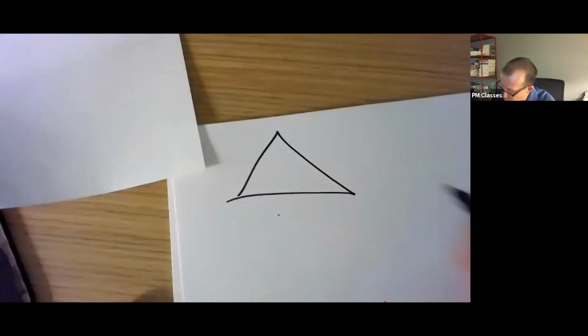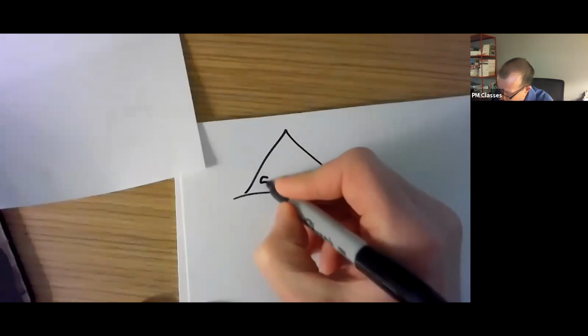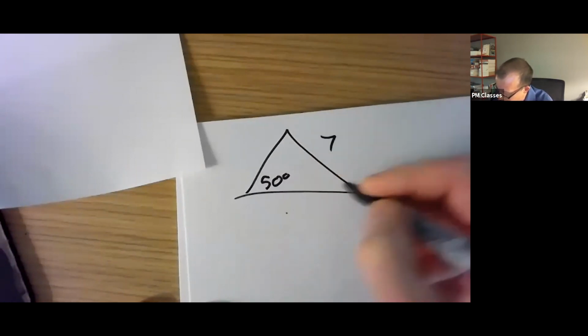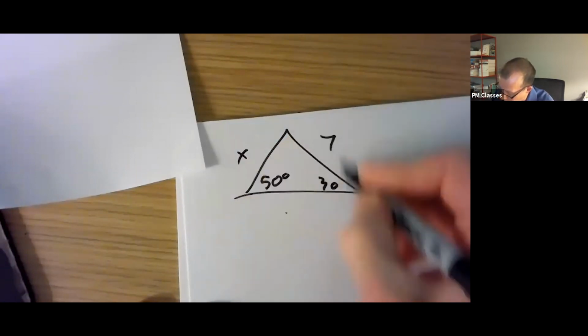Last things. The law of sines is used for a non-right triangle. Let's say that's 50 degrees and that's 7 and this is 30, and I want to know what the heck x is.